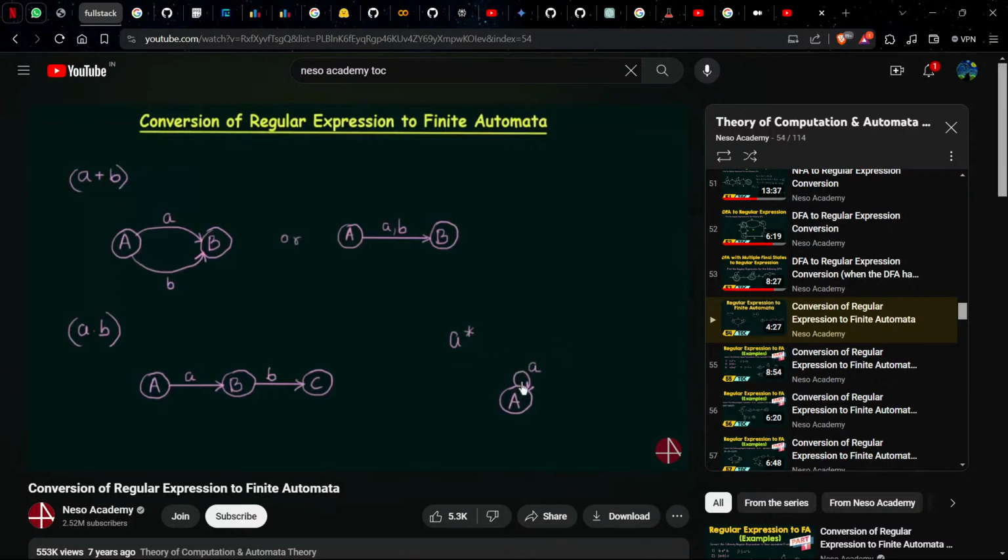So this means that closure of a means any number of a's. So here, any number of a's you can get in this kind of state that you design. So these are three important rules which you should remember while we will be designing the finite automata from the given regular expression.